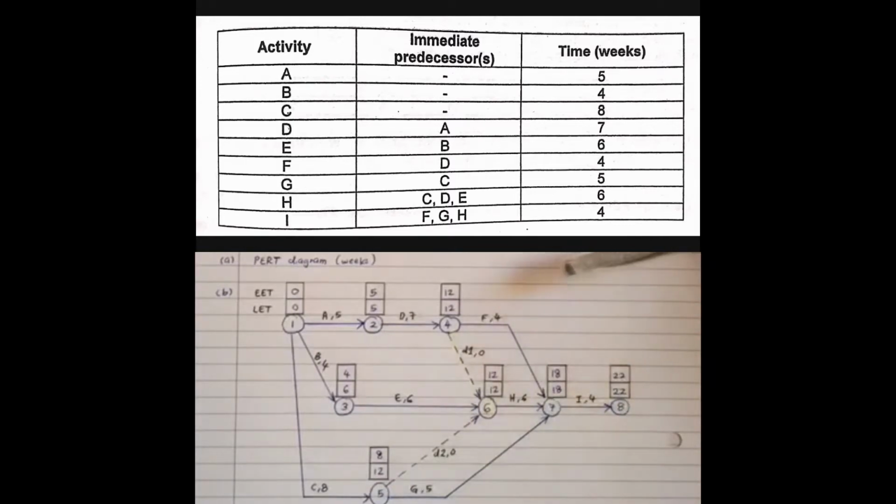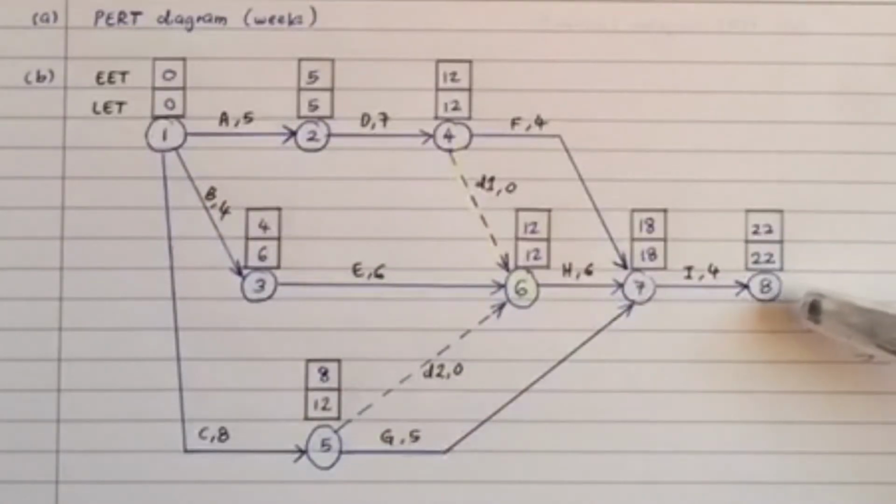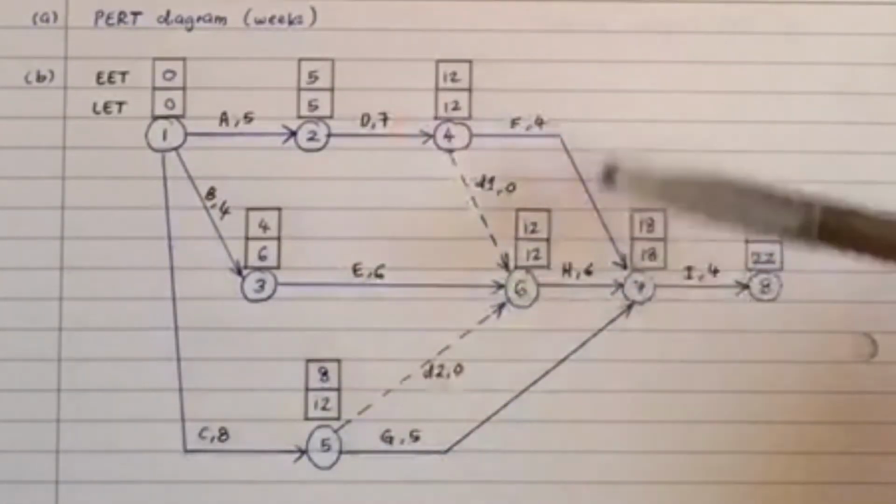And the last activity after activity H is activity I. I is from immediate predecessors F, G and H. F, G and H are still available, so we will end activity F, G and H at node number 7 to start activity I, duration time 4. And the last node is node number 8. Number 1 we will consider as the starting node, and number 8 we will consider as the ending node for the diagram. That's all.